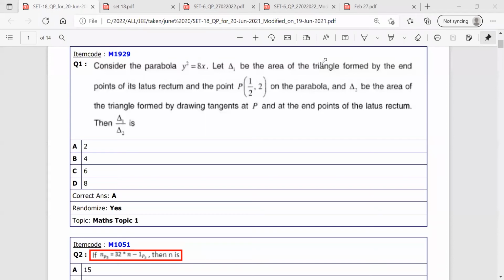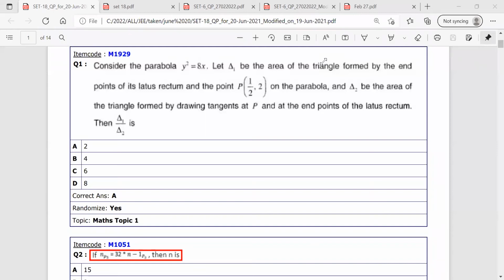Okay. So today, we'll be discussing some questions of mathematics. And I wish to tell you that all these questions are previous year JEE or AEEE questions. So we'll start with question number 1.